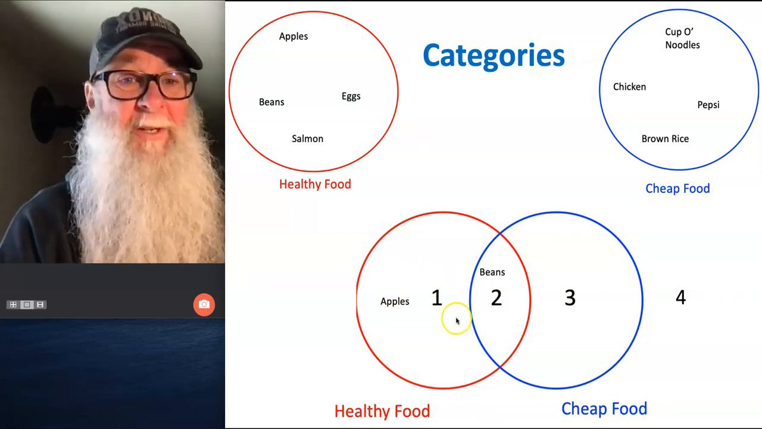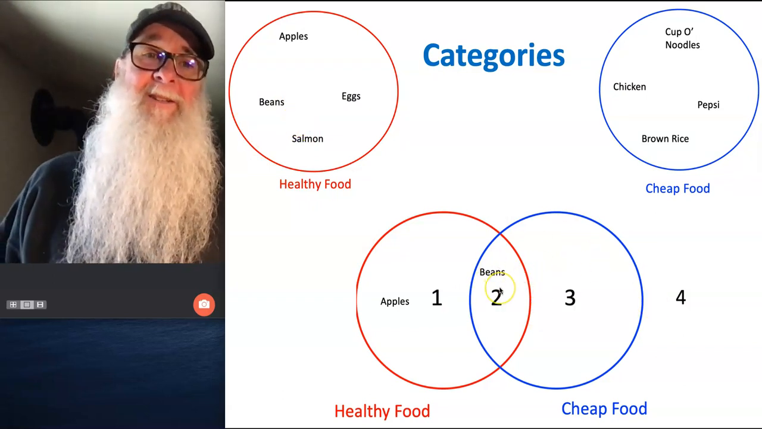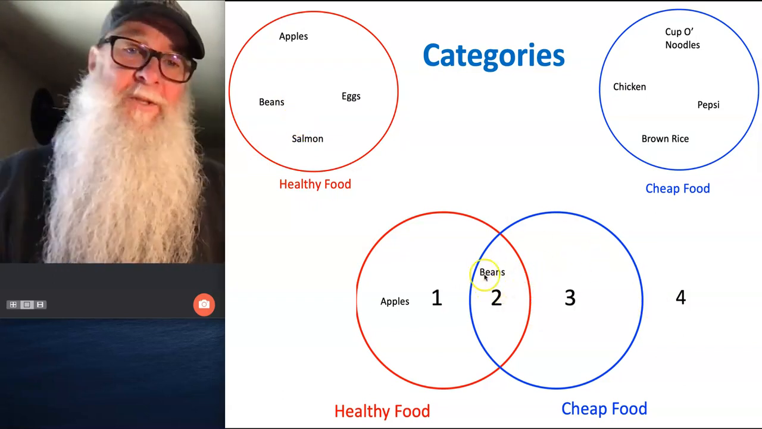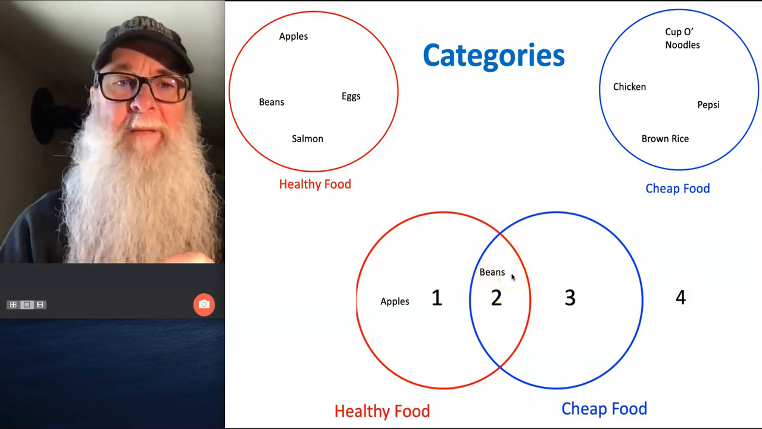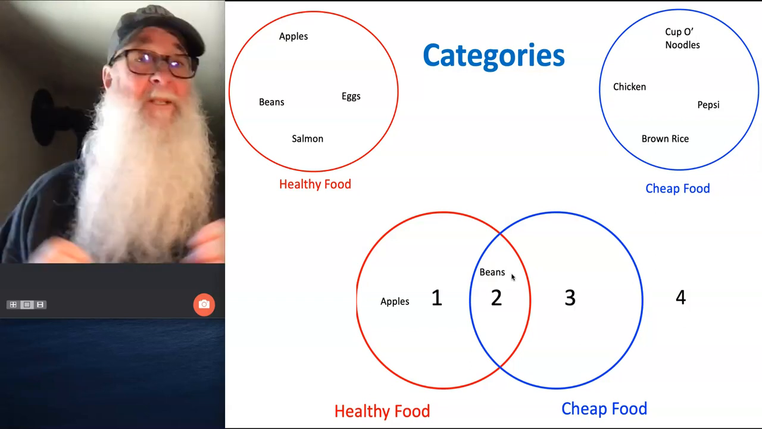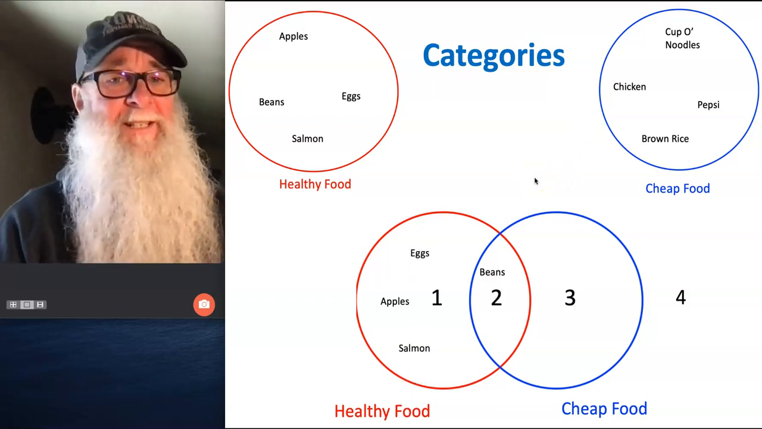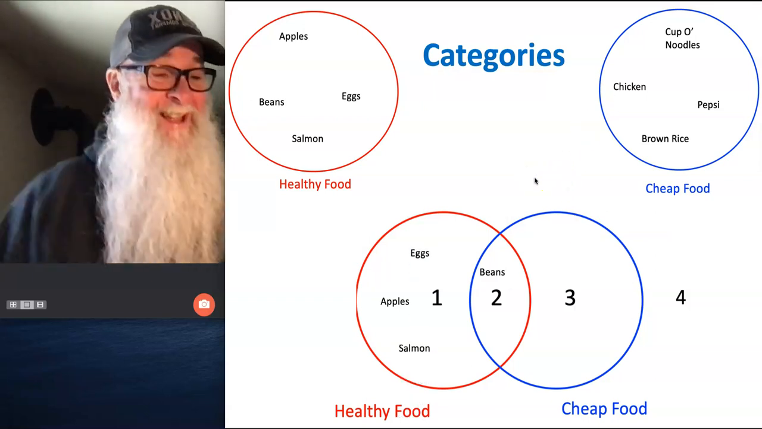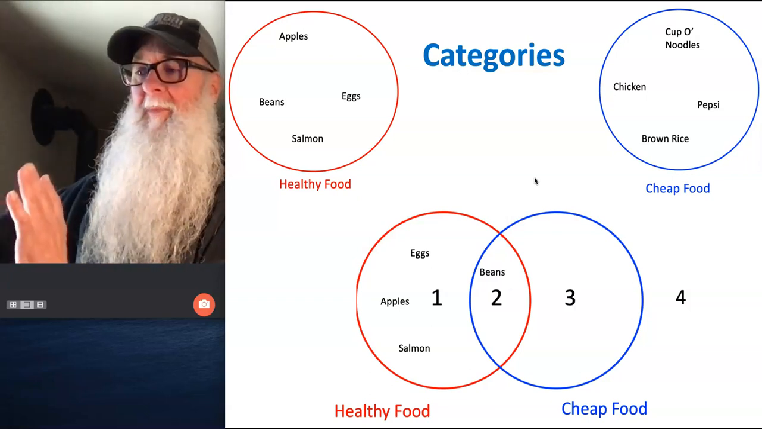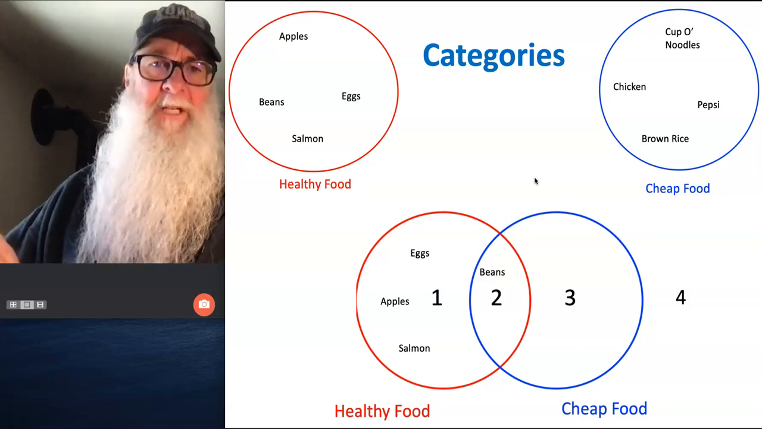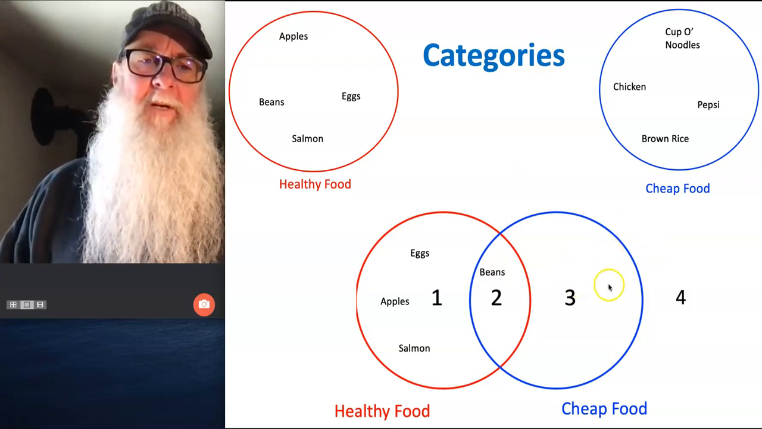I'm going to put beans, though, in area 2, because I've identified beans as a healthy food, but I also think beans are a cheap food. Okay, so I'm going to have to put this in the area of the buildings where they share some common space, because beans are a food item that I think possesses membership in both categories. On the other hand, my eggs and salmon, not cheap, particularly eggs, not cheap. So I'm going to have to put those in the area of my healthy food building that's separated from my cheap food building, because I don't think that eggs and salmon are members of the category called cheap food.